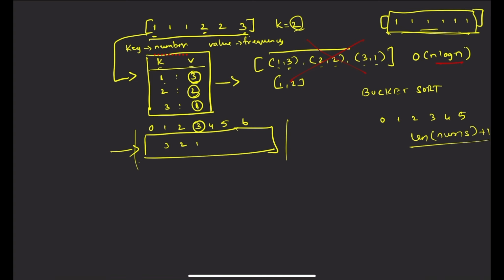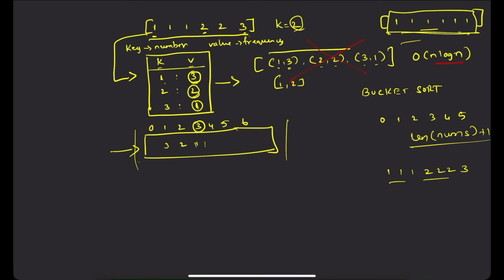What if your given input is 1, 1, 1, 2, 2, 2 and 3? In this case, 1 and 2 map to the same index, right? They both appear 3 times. Now, in this case, what do you have to do? You can't have a single integer, right? You need to have a list of lists.